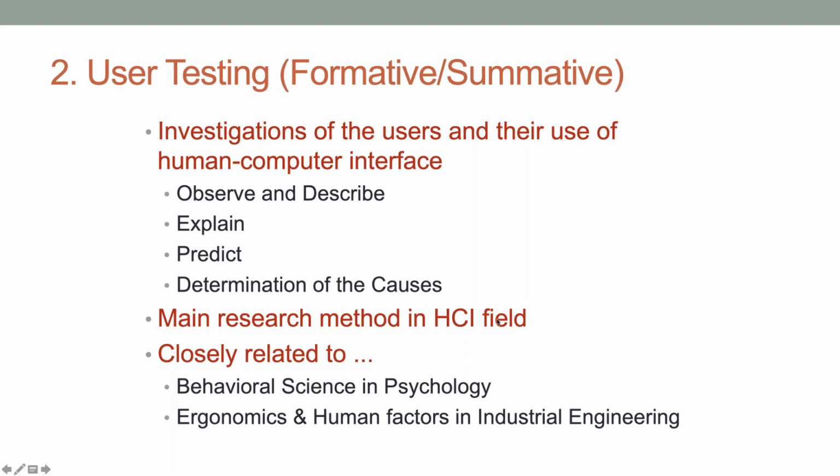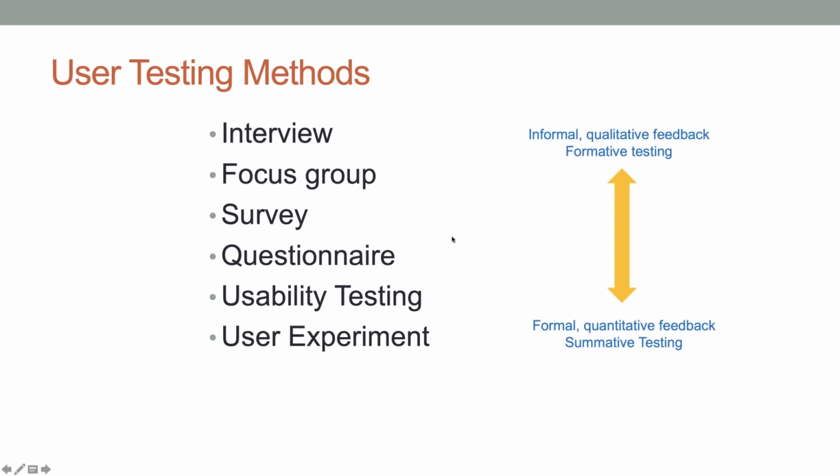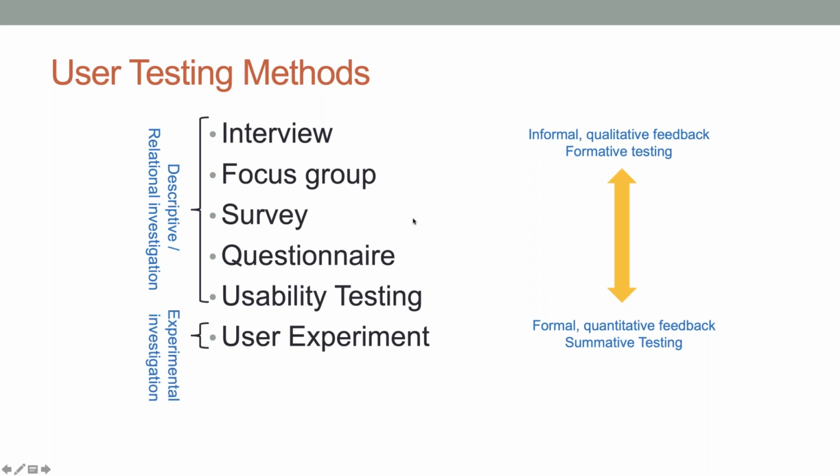So there are many methods you can use for user testing, running also from formative to summative, so ranging from interviewing down through formal user studies. So you can see here at the top, these ones are the more descriptive techniques, and the focus is really on getting subjective feedback about the user experience you're designing. And then when you get to a formal user experiment, that's when it's more about the experimental evaluation and comparing different options in terms of the user interface.